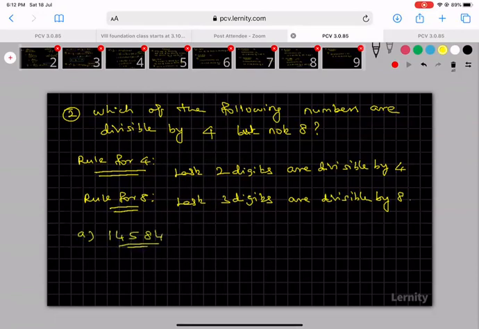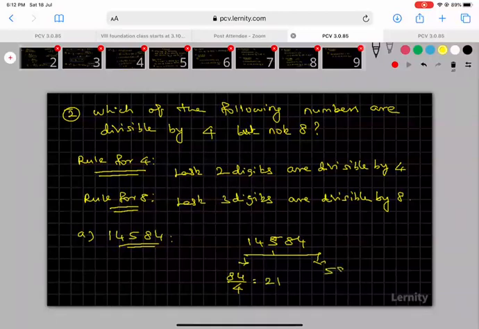Okay, so the problem they are given, problem number A, 14584. Now I am taking 14584 here and I am going to check. For checking 4, it means the last 2 digits. Last 2 digits means 84 divided by 4, which gives 21. Okay, it is divisible by 4.